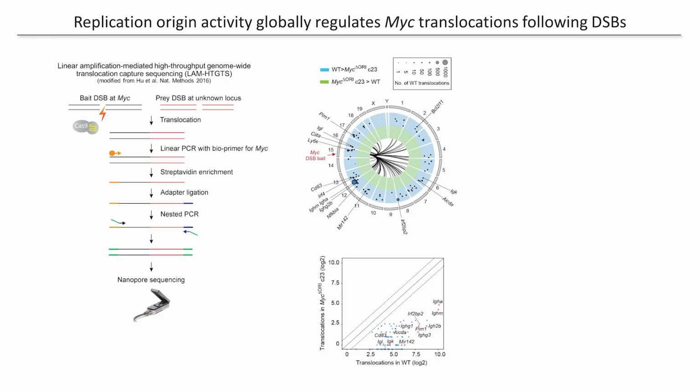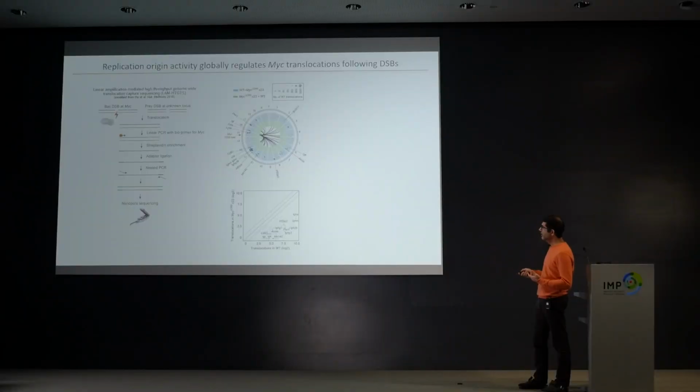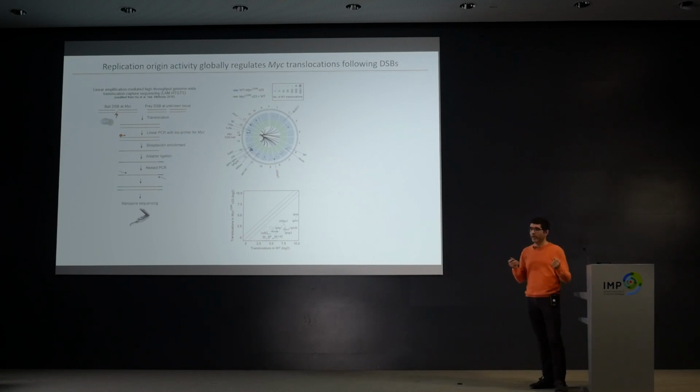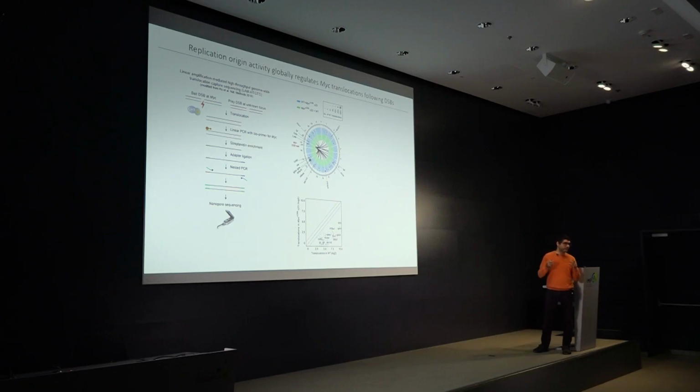So there are different ways of visualizing it. The easier way is the plot shown at the bottom, where we are plotting the translocations in the wild type versus the delta Ori clone. And you see that all of these translocations are essentially shifted towards the wild type, telling you that all of them were downregulated when you lost that origin of replication. The genes that are highlighted here are some of the well-known AID target genes that we also know are translocation partners of MYC.